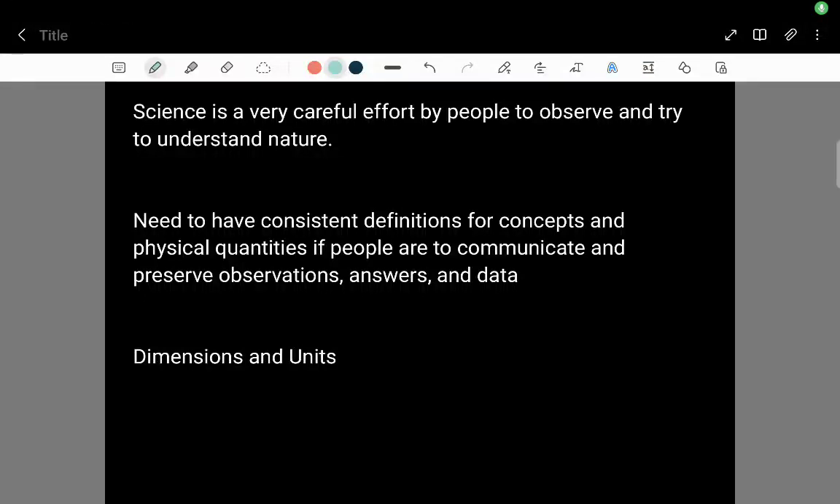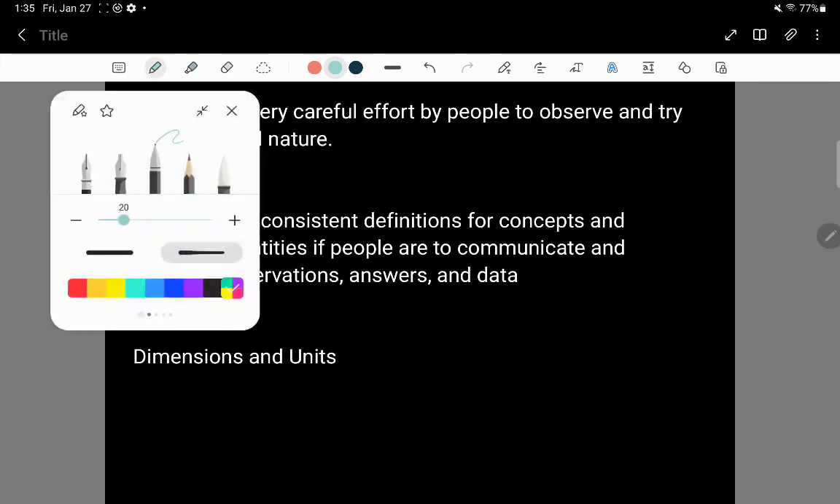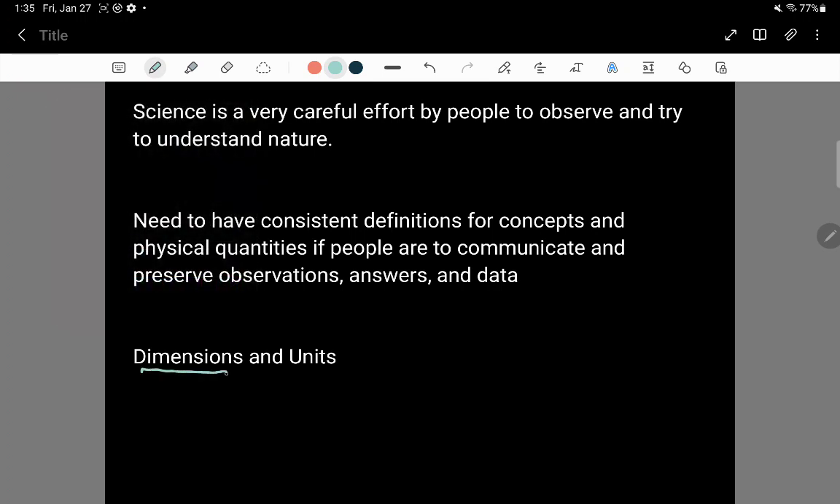In this video, I would like to introduce you to how we, as a class, are going to understand two particular very important words. Those two words are dimensions and units. And so we'll talk about dimensions and units in this video.